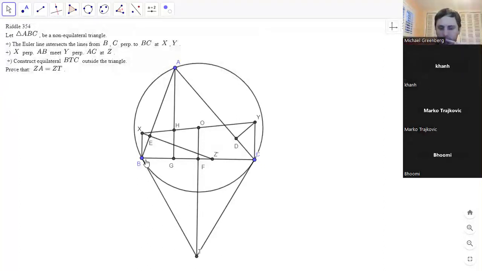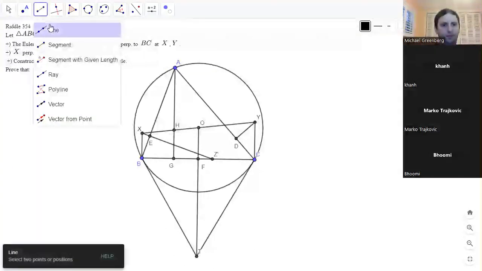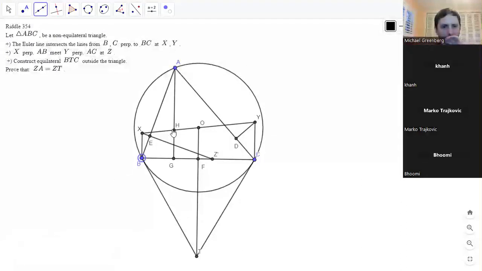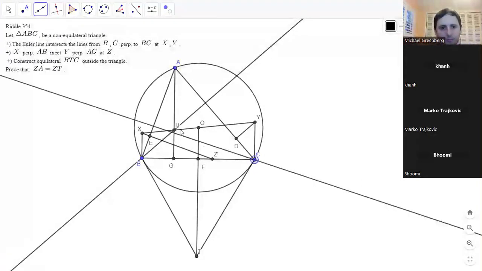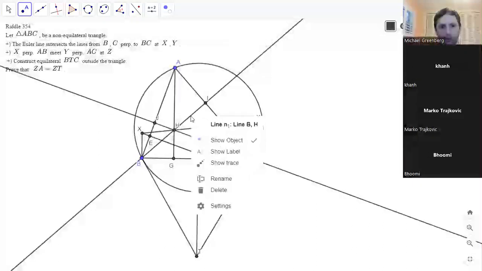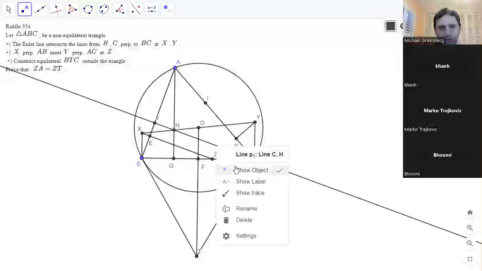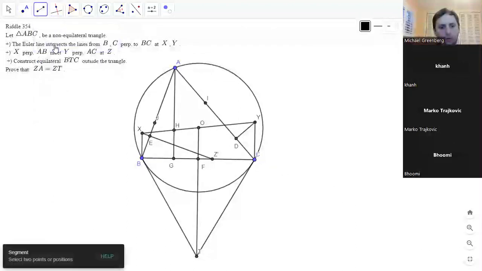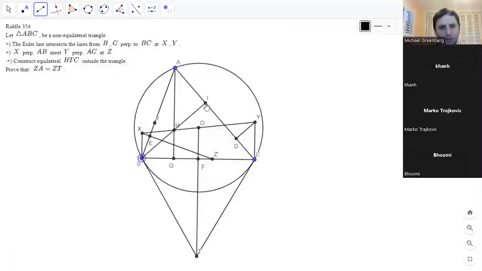So can you draw the altitudes from B and C? Yes. And let's call them I and J. Okay, cool. So the idea is that if you let Z prime be X, the intersection of XE and BC, like you did, then we will have BZ over ZC... I'm sorry, B E over EJ.